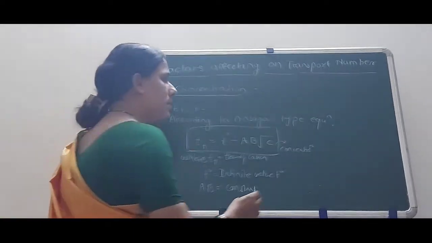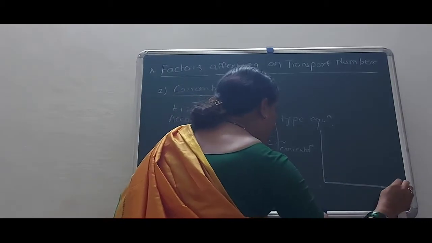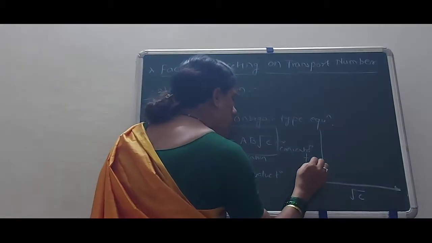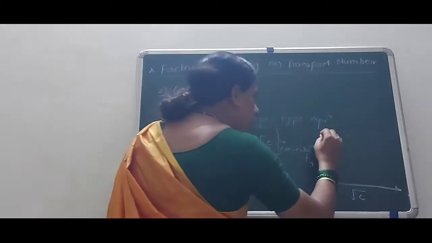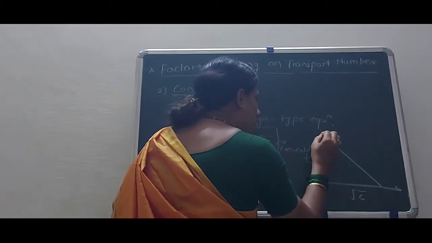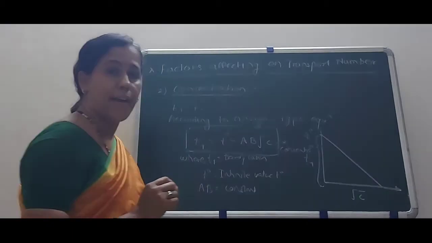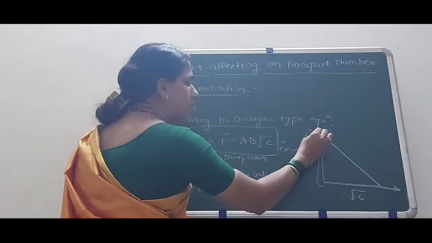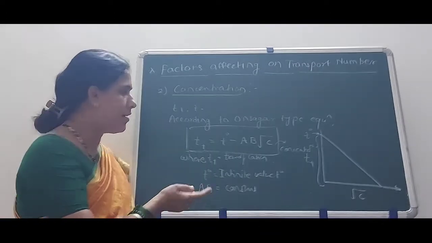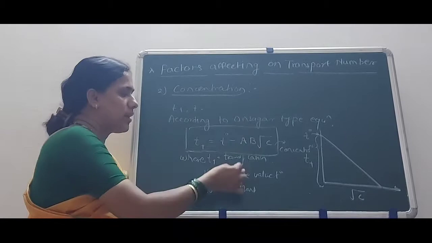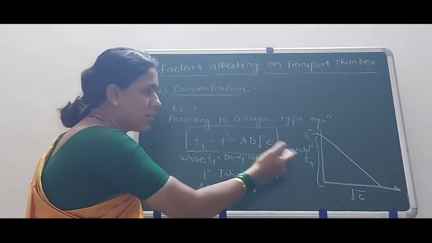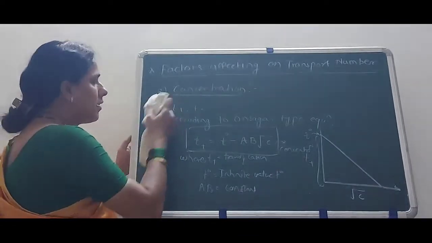Okay, how is it done? See here, by plotting the graph of square root of concentration versus transport number, the nature of the graph is a straight line, and the intercept on the y-axis, that is at this point, gives the value of T standard, and from this T standard one can determine the transport number of a cation. Okay, all of you understand it? That is, by using this equation one can determine the transport number of a cation or anion by using the concentration.